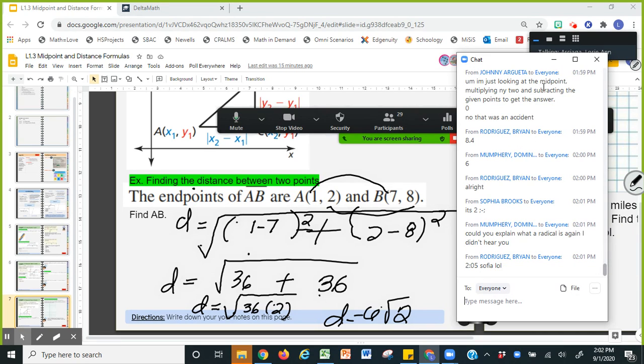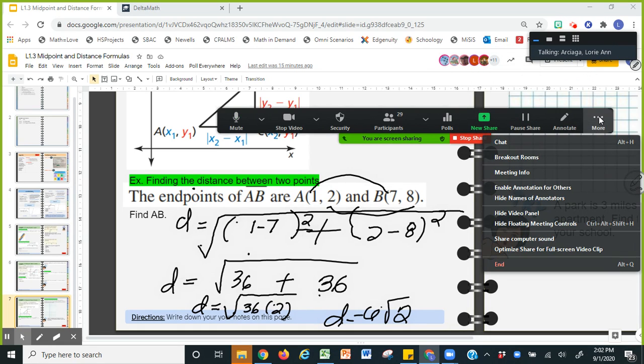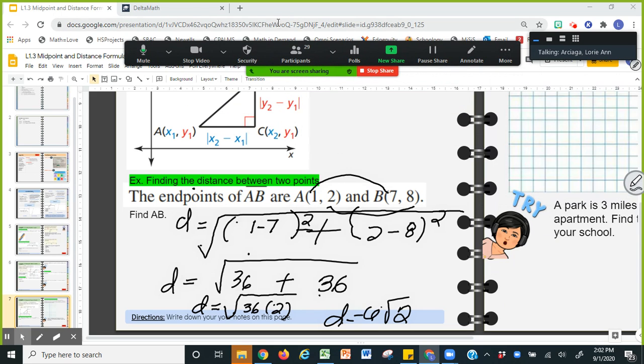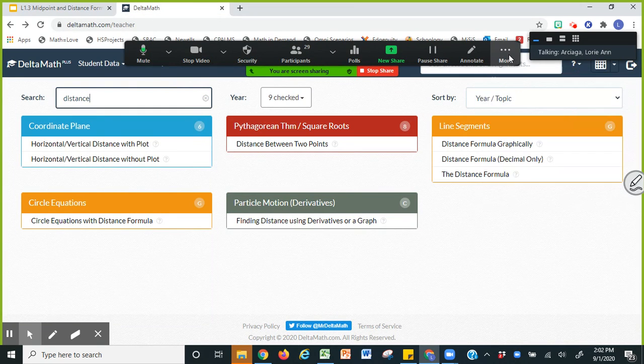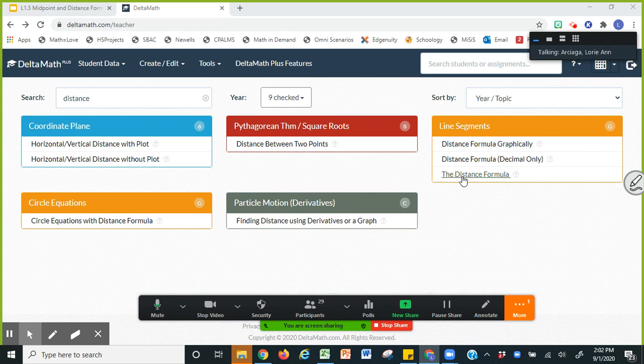Just like how we simplified the examples we had in Algebra 1. Okay, so I meant to go to Delta Math so I could show you some distance formula. Here we go.